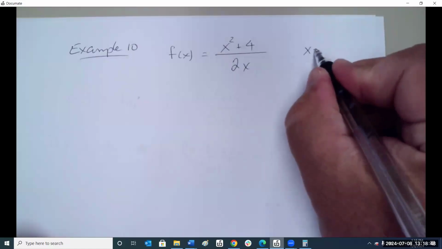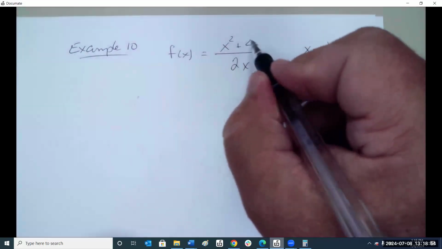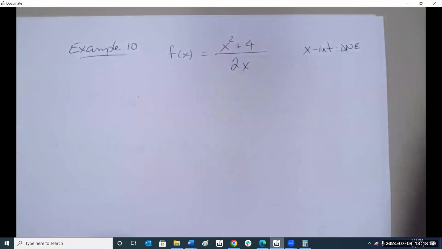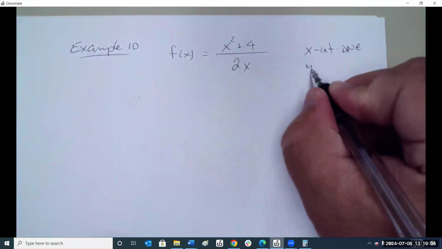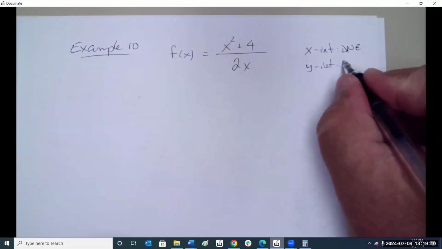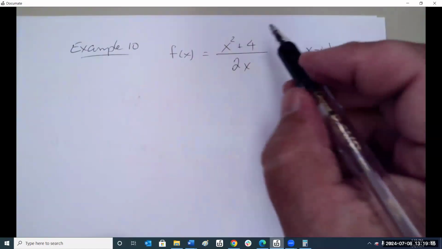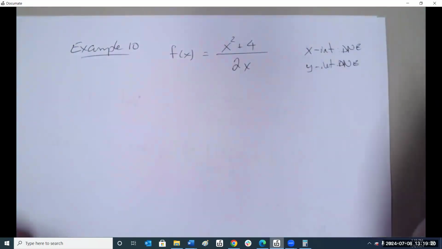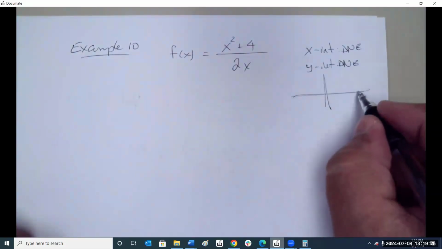So the x-intercepts. The top equals 0. Doesn't exist. There are no x-intercepts, because x can never make the top 0. So the y-intercept doesn't exist. If we set x equal to 0, it's a 0 on the bottom. So we have a horizontal and vertical asymptote there.